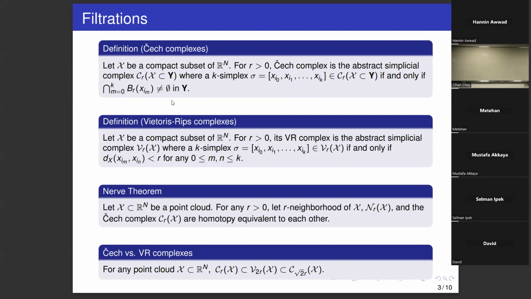Here you can see, this is also a very straightforward calculation. For Čech complexes, these are all coming from R balls. The corresponding Čech complex for R is always inside the 2R Vietoris-Rips complex, and it's always inside the root 2R Čech complex by definition in R^n. So R^n is important here. Remember, Čech complexes are very dependent on the ambient space. That's why.